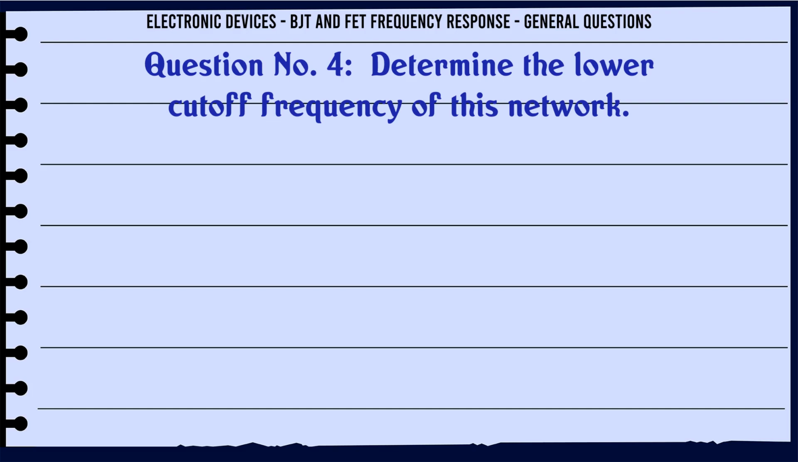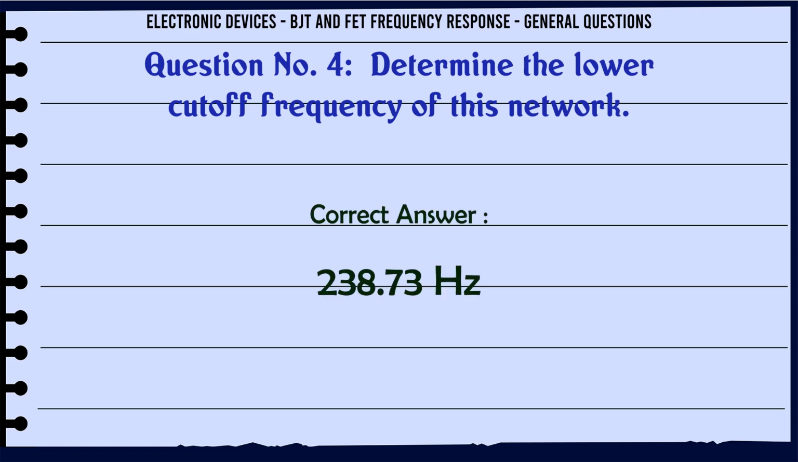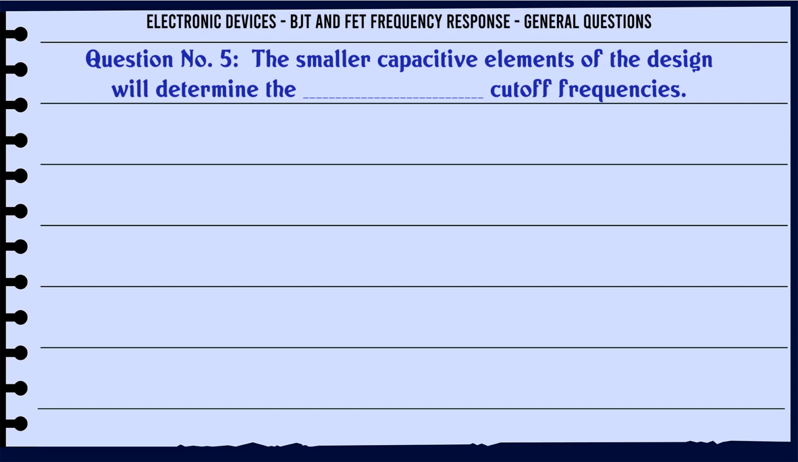Determine the lower cutoff frequency of this network. A. 15.8 Hz, B. 46.13 Hz, C. 238.73 Hz, D. 1575.8 Hz. The correct answer is 238.73 Hz.